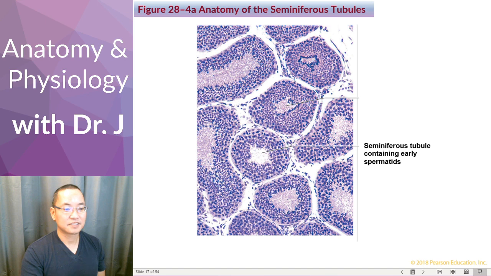Now, why does this look different? What we have here is a lumen inside of the seminiferous tubule. And again, the lumen is just the inner space inside of a tube. You notice that this one's a little lighter, this one's a little darker. The lighter part has early spermatids, which are not quite ready to be moved into the straight tubules and rete testes and into the epididymis. But here, now they have sperm. They're ready to move on. This is why it looks darker in this picture versus the lighter picture.